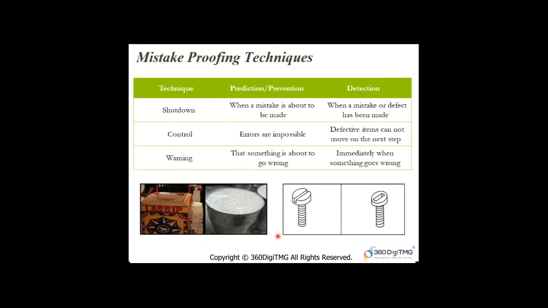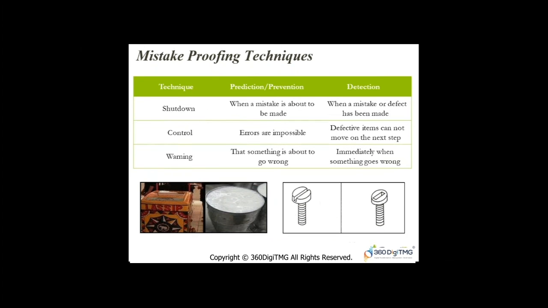Okay. Here is another example. If you put a screwdriver on top of the screw and try to fix that, there are high chances that the screwdriver might slip out. However, if I provide a screw like this, there is no chance that your screwdriver is going to slip either side. That is mistake proofing.